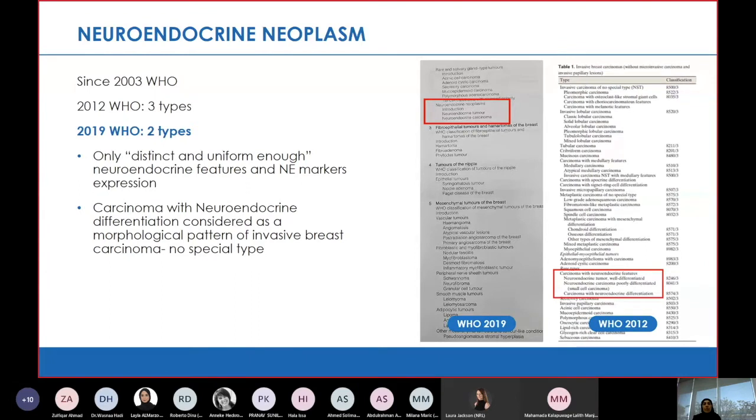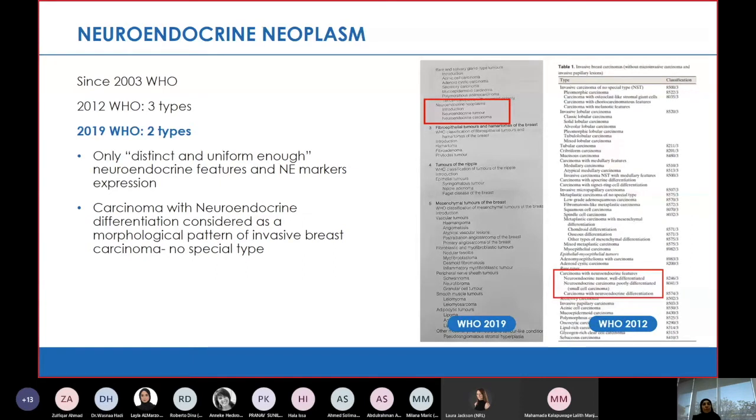A neuroendocrine neoplasm in the breast has been recognized as a separate, specific entity since the 3rd edition, 2003 WHO, and it remains there. And this, again, is one of the entities that went through a rise and fall in WHO. So in the 4th edition, it was under carcinoma with neuroendocrine features with 3 subtypes: neuroendocrine tumor, well differentiated; then neuroendocrine carcinoma, poorly differentiated; and then carcinoma with neuroendocrine differentiation.